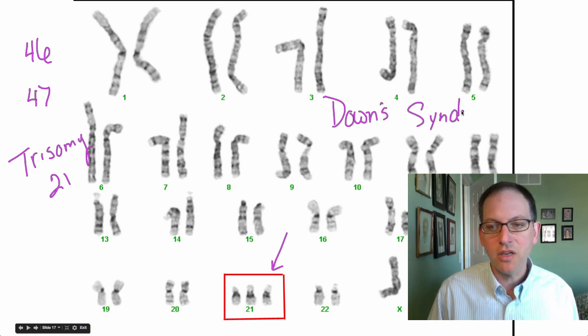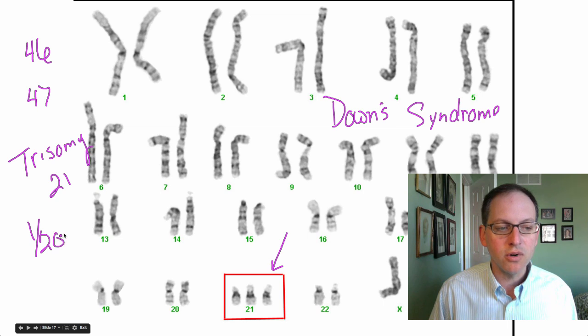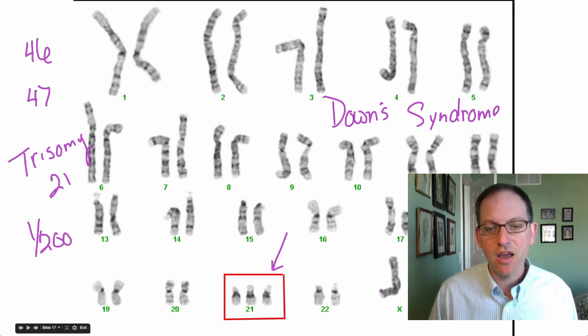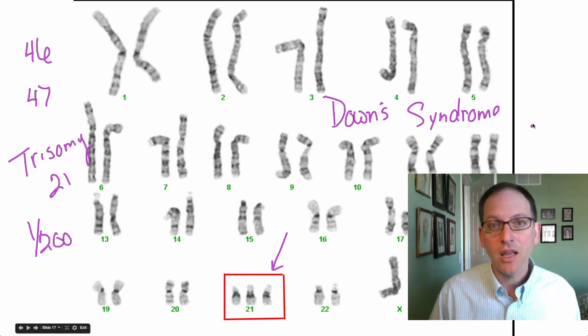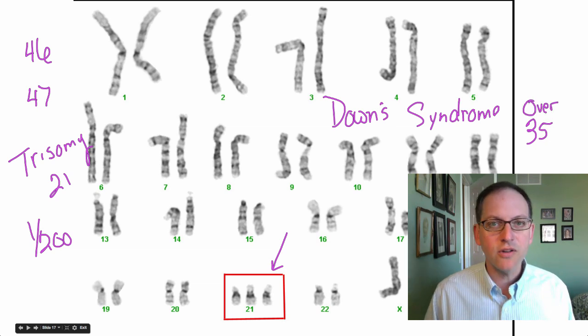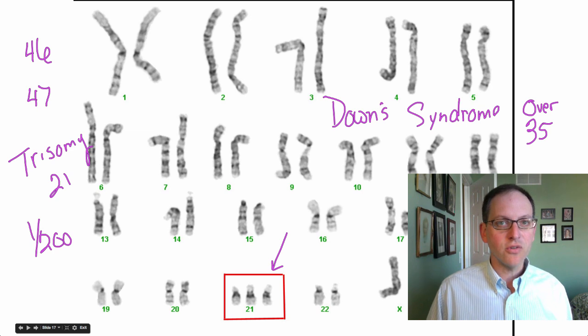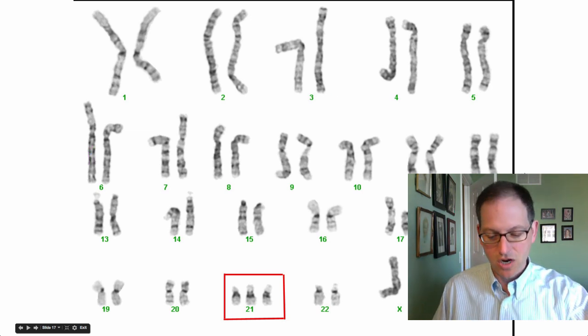Down syndrome is the most common chromosome abnormality in humans. It happens about 1 out of 200 births. That's the average. However, as you get older, ladies, your odds of having a Down's baby go up, especially for women who are over the age of 35. If you are over the age of 35 and pregnant, your risk for having a Down's baby is much higher.